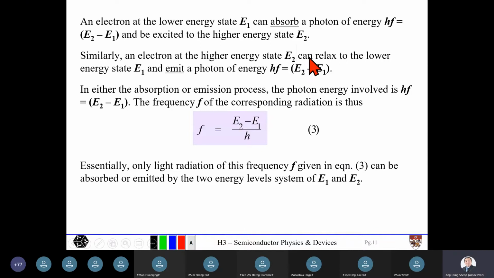Now, this slide describes what I've just mentioned. Very strictly, absorption can only happen if the photon energy is exactly equal to E2 minus E1. Any other values, no absorption can happen. Now, the frequency of the light that corresponds to this energy difference can be easily computed using the E equals hf equation that you saw earlier. All right, so this is a very simple review of what you already know.